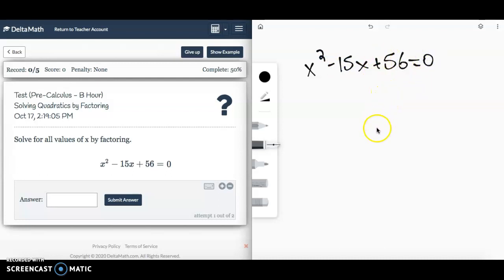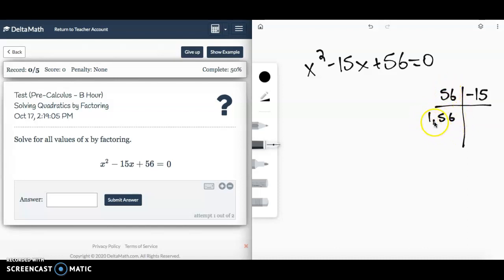And again, we're trying to figure out what multiplies to our AC value. So A here in this scenario is 1. So it basically multiplies to 56 and adds to negative 15. If you need to use the table, you can feel free to write that off to the side and do it that way. But if you practice this more and more and more, you'll eventually not need to use the table, which is pretty cool.